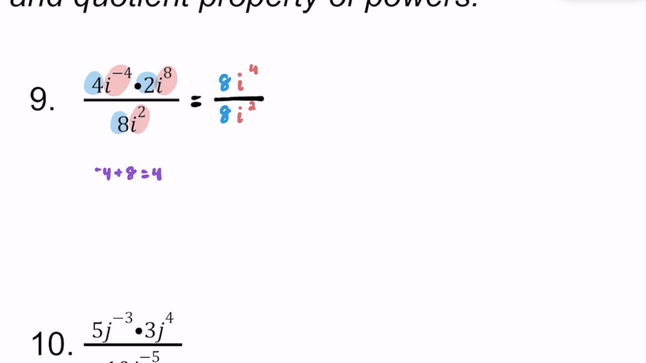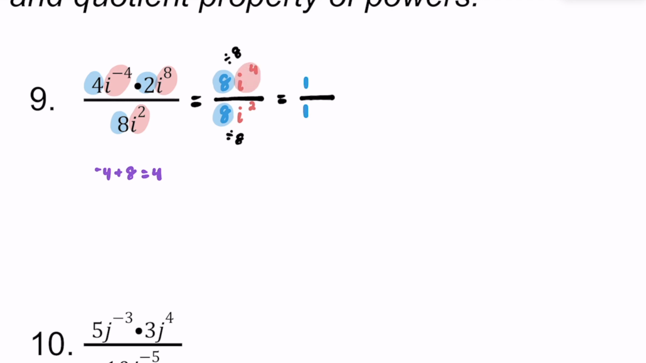Now, looking at these coefficients, 8 and 8, what's their GCF? Their GCF is just going to be 8, because 8 over 8 is equal to 1. So let's go ahead and just say this is going to turn into a 1 and a 1. I'm just going to write them in for now. We'll go ahead and get rid of them later.